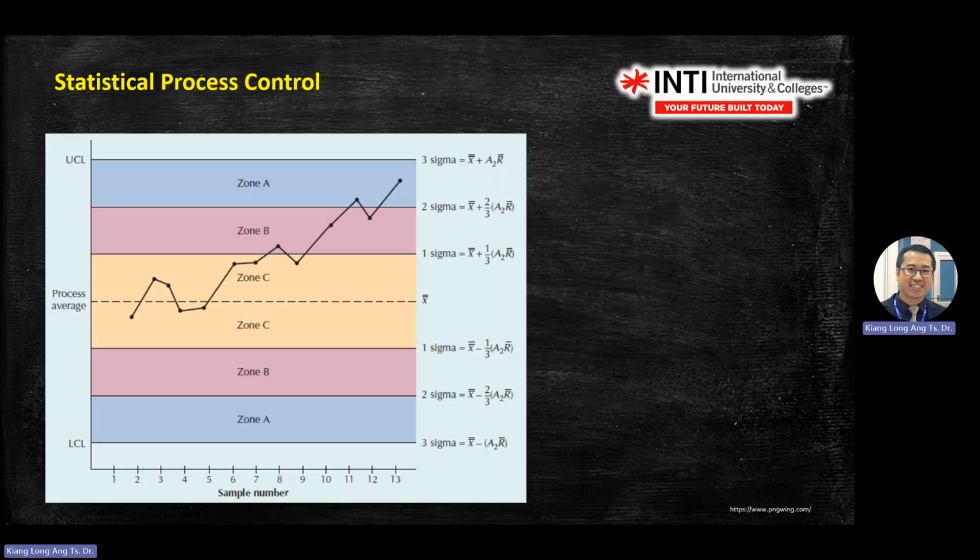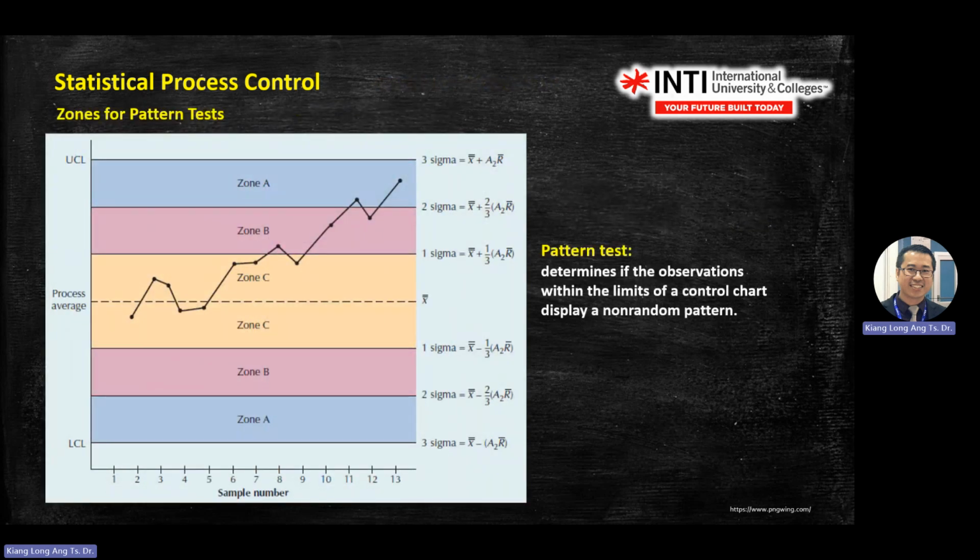The next one, we want to see how the process is doing, so we're going to do a pattern test. The chart question alone can be from a P chart, C chart, mean chart, or range chart, and then it asks you to do a pattern test.